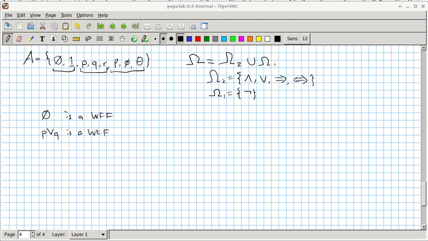All right, so let's take a look at R. R is a well-formed formula because R is an element of alpha, and every single element by itself from alpha is automatically a well-formed formula. So we got that. Now we look at some silly stuff. What is R and R? Is that well-formed?